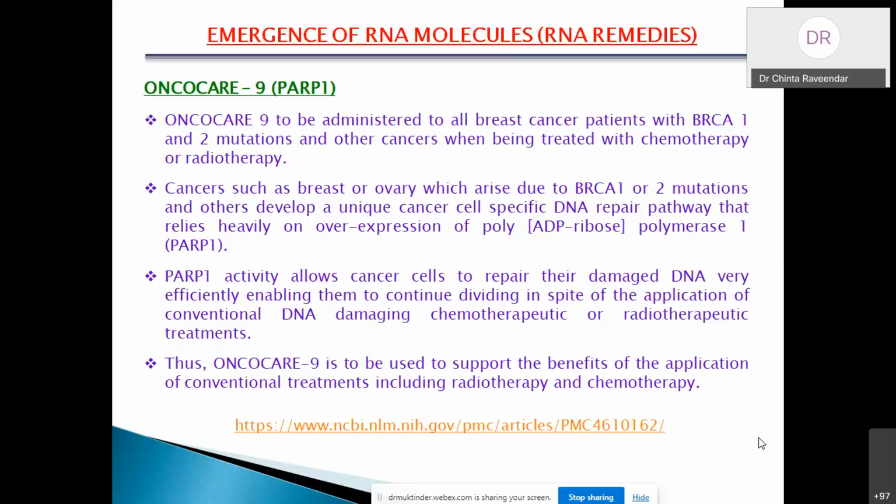Thus, OncoCare 9 is to be used to support the benefits of the application of conventional treatments, including radiotherapy and chemotherapy. See, we are not telling the modern oncologists to take away your chemotherapy and or radiotherapy, which are the hallmarks of nowadays treatment. Rather, we are supporting their treatments for further effectiveness. Definitely, they will become our good friends, and they will also wonderfully look into these molecules. This is actually my opinion.